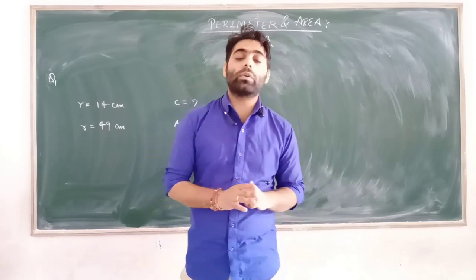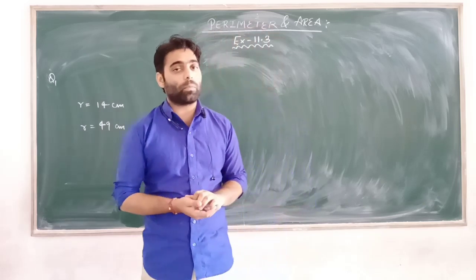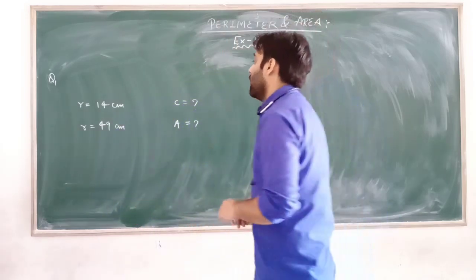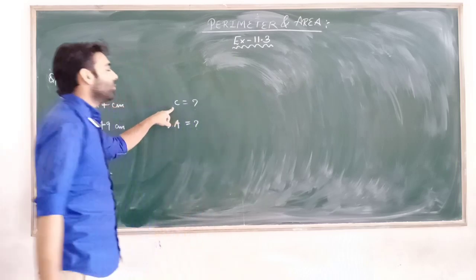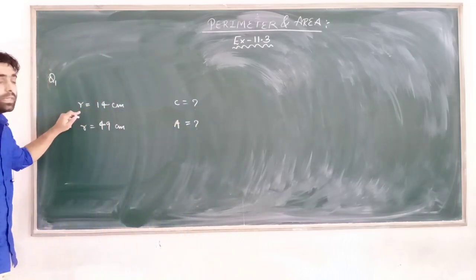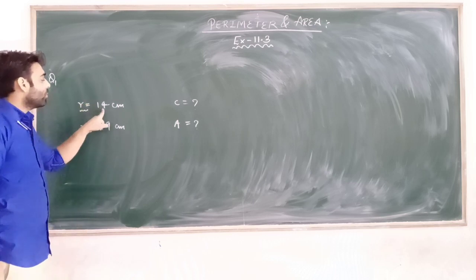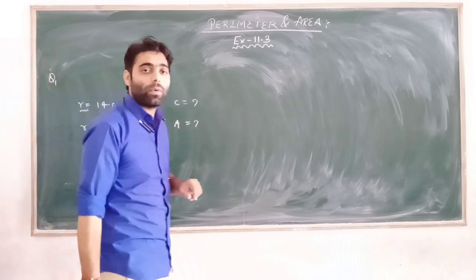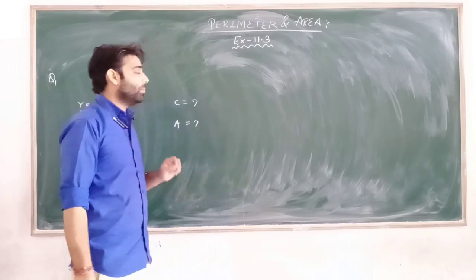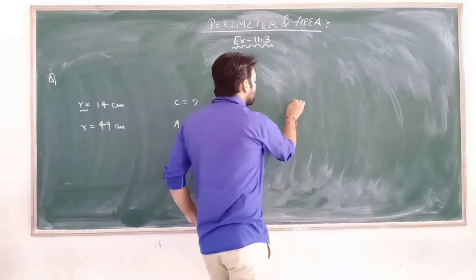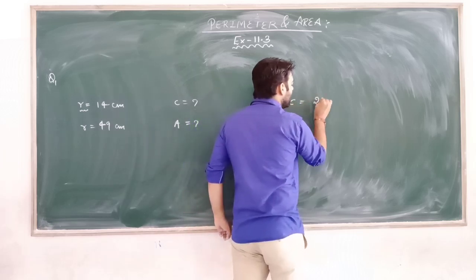Students, we are now going to discuss our third exercise of 11.3. Taking our first question, we have to find the circumference for which the radius has been given. The radius is 14 centimeter, and we have to find the circumference of the circle. You know the formula of circumference of the circle, that is C equals 2 pi r.